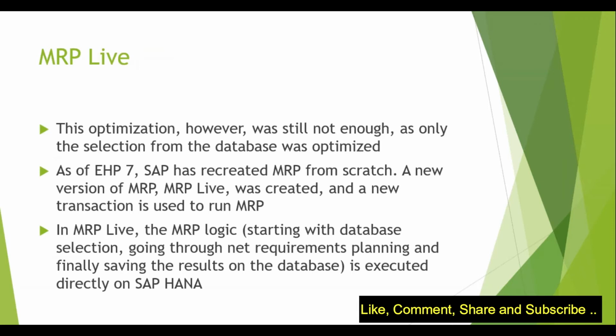This is the third phase now, MRP Live. After MRP on HANA came, SAP, within 6 months or maybe 1 year, came up with a completely new functionality called MRP Live. Whatever optimization we saw in the last slide was only taking the selection of multiple records at the same time. So the optimization, however, was still not enough. Why? Only the selection from the database was optimized.